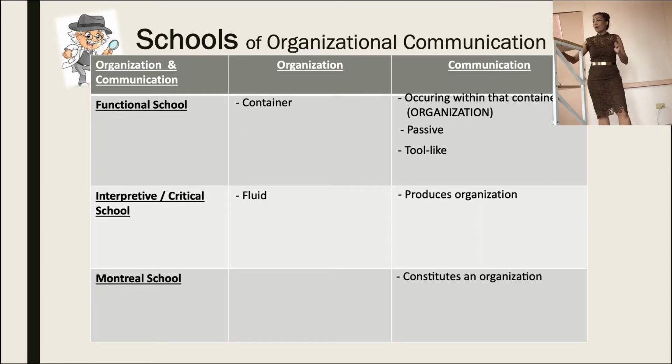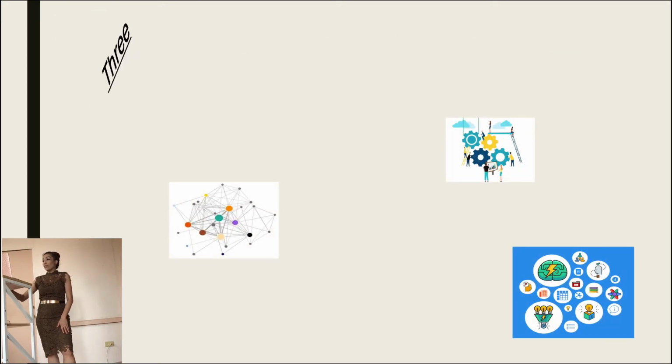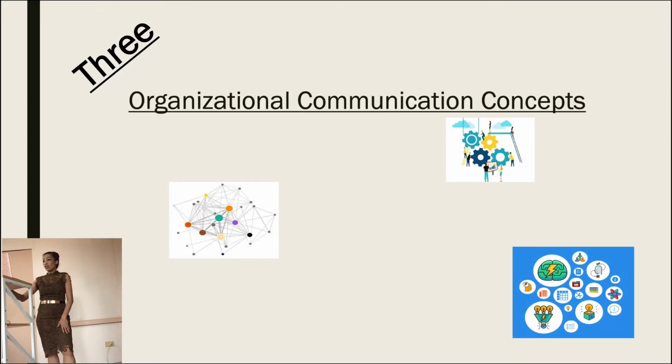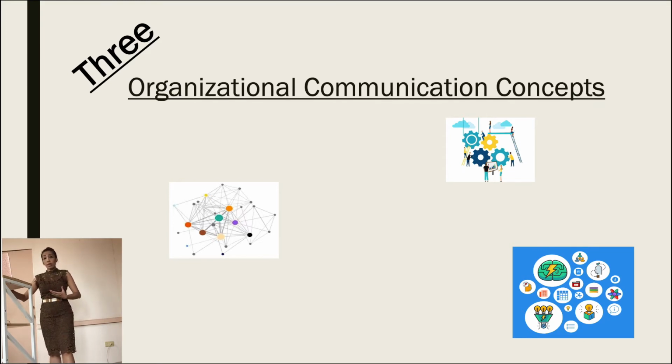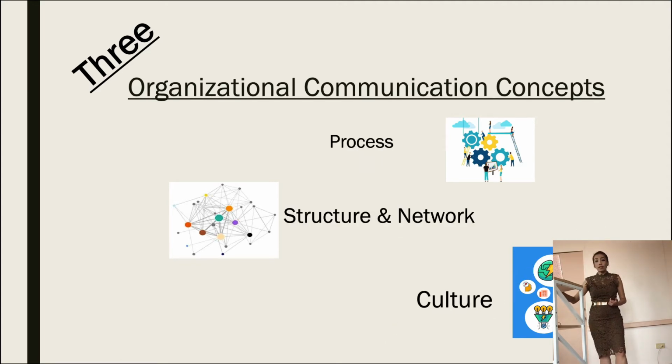Okay, we have the table here. I want you to remember that communication here constitutes an organization, and as such, the organization is emergent from being constituted by communication. Okay, so we have three organizational communication concepts which I'd like to discuss. We have process, structure and network, and culture.